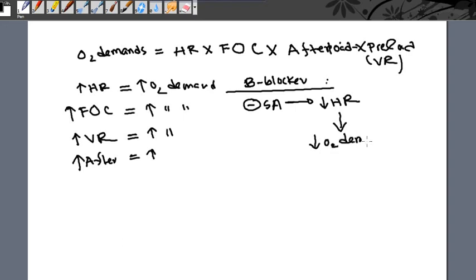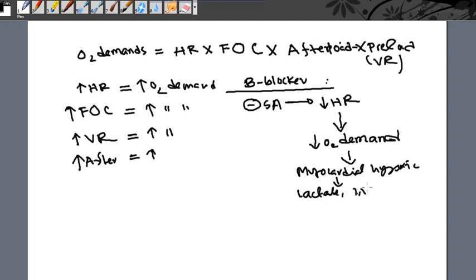your oxygen demand will go down, right? So when your oxygen demand goes down, then myocardial hypoxia will not occur. And if myocardial hypoxia does not occur, it means there is no production of metabolites like lactate or hydrogen or adenosine. So there will be no stimulation of the pain fiber. Pain fiber will not be stimulated, so there will be no discomfort of angina.